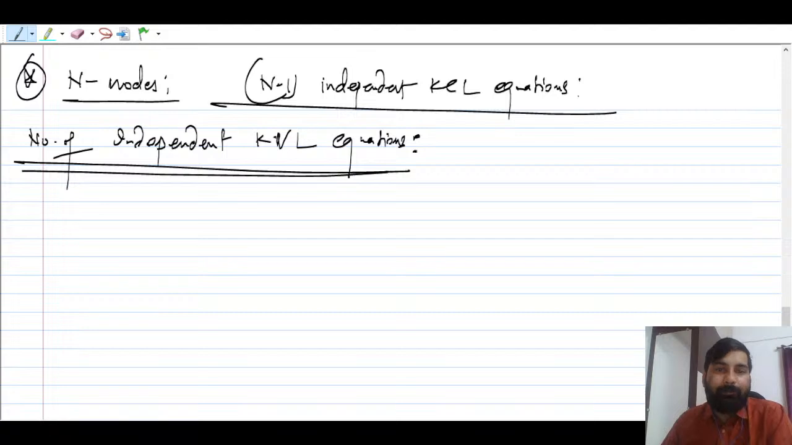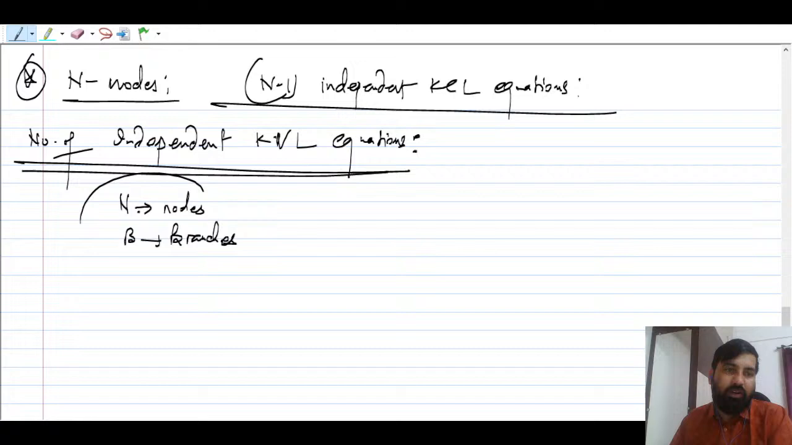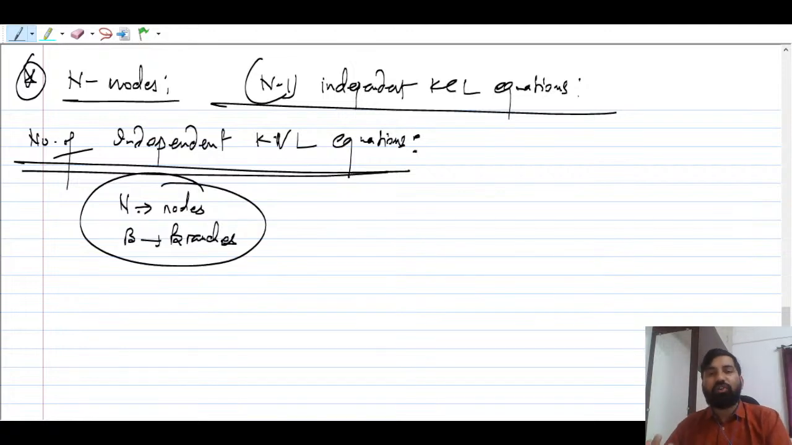Suppose there are many loops, and there are n number of nodes and b number of branches. One KVL you are going to apply for every loop. You have to decide how many loops are there, or how many meshes are there. Understood? Any circuit will be like that.